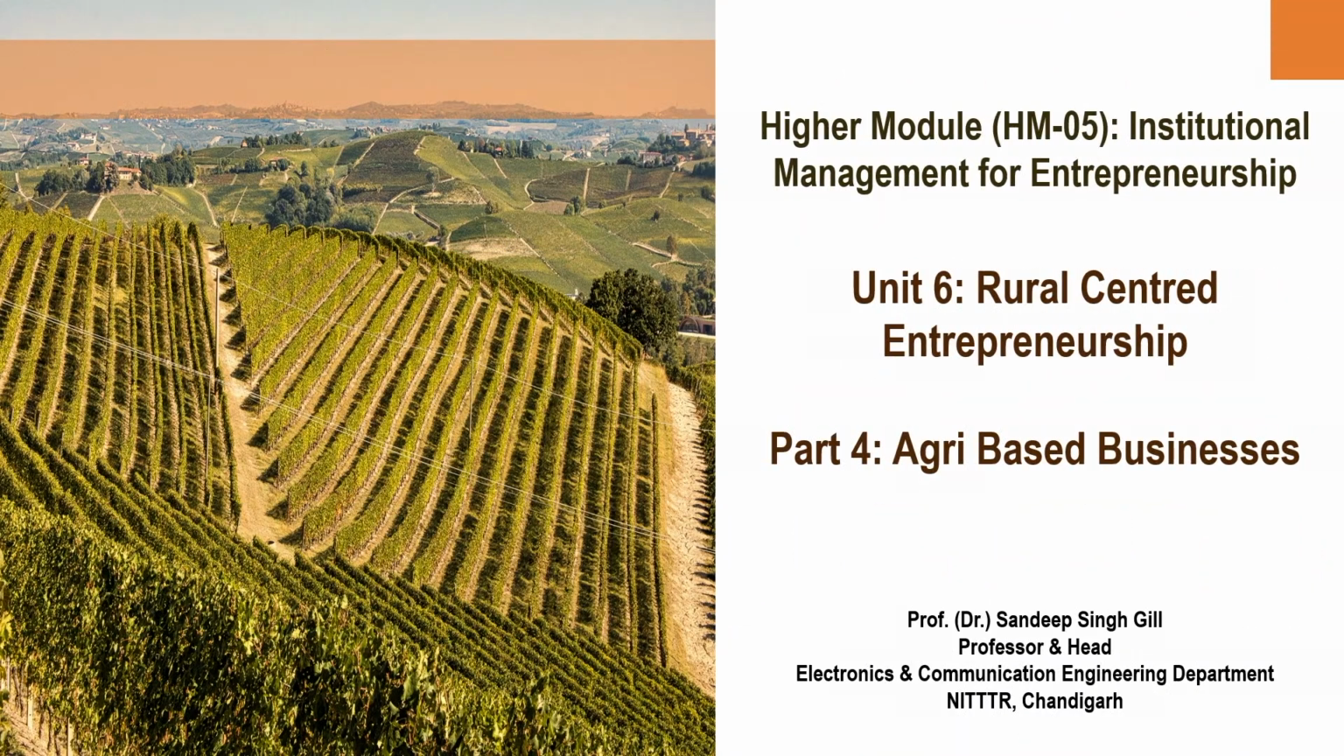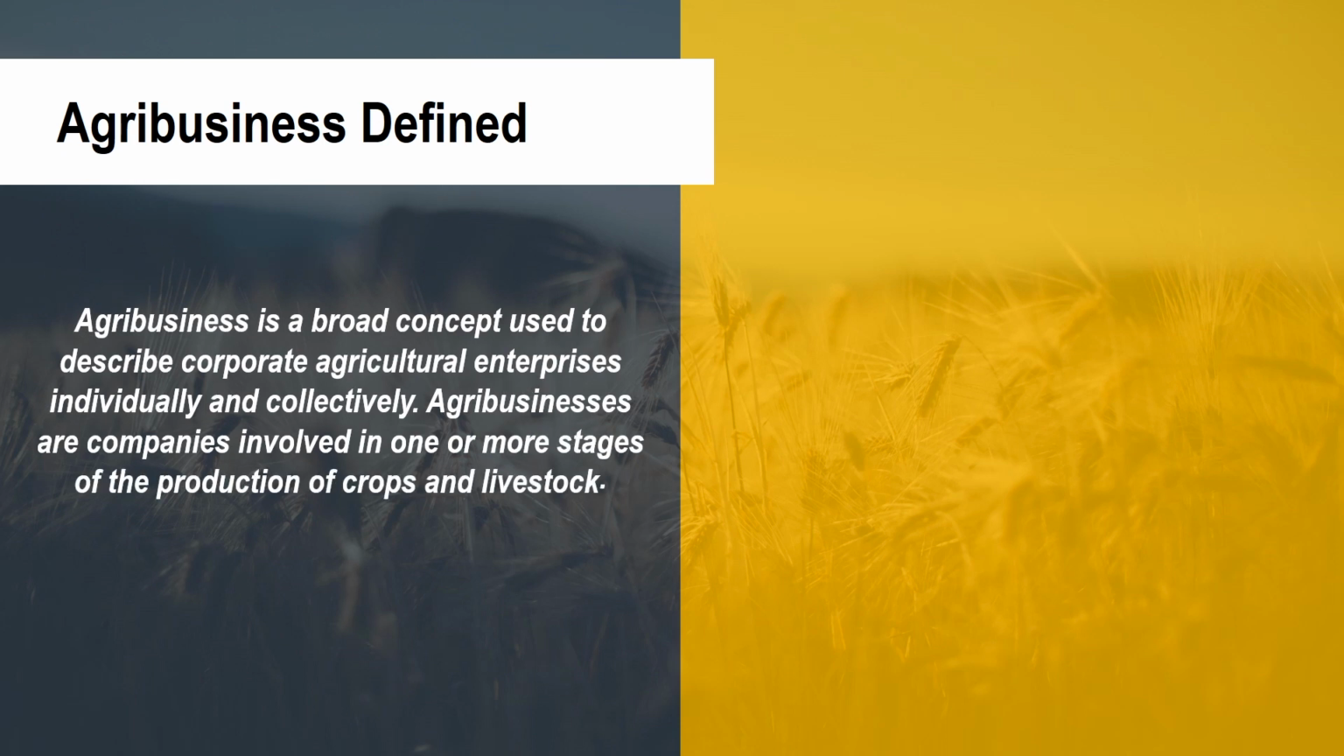Today we come to the last part of our unit on rural centered entrepreneurship. We shall be discussing agri-based businesses today. What exactly is agri-business? Agri-business is a broad concept used to describe corporate agricultural enterprises, either individually or collectively. So, these are basically companies involved in one or more stages of the production of crops and livestock.